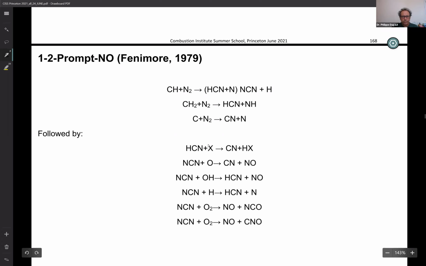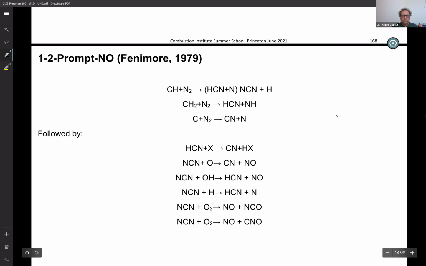HCN, which reacts with a radical or an atom to produce CN; NCN, which can be oxidized by O atom to produce NO and CN; NCN reacting with OH radicals, producing HCN plus NO; NCN reacting with H atoms to produce HCN plus N; and finally two reactions of NCN with O2, one giving NO plus NCO, and the other one giving NO and CNO.